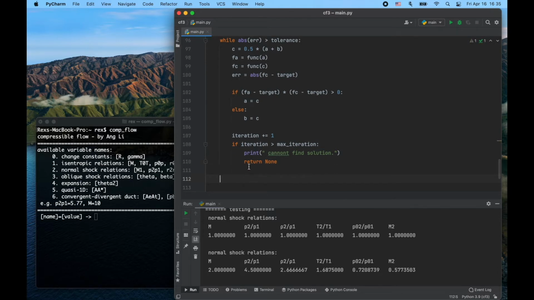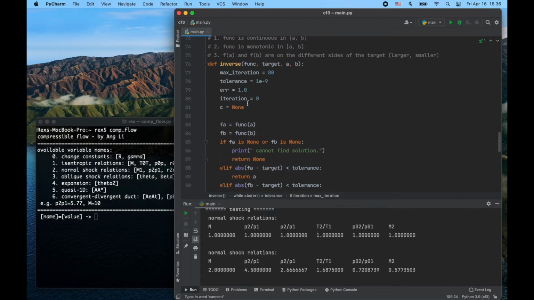Other than that, if we jump out here, that means our error is smaller or equal to tolerance. That means we find a satisfactory value of C, right? So FC is close to the target. This value is smaller than tolerance. That means C is what we are looking for. Therefore, return C.